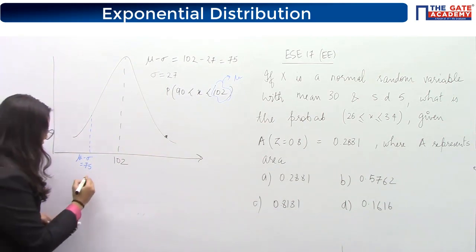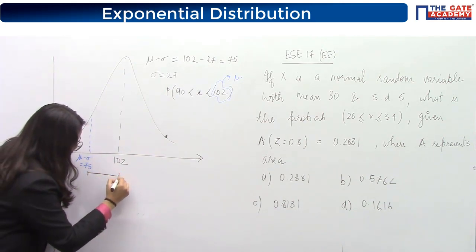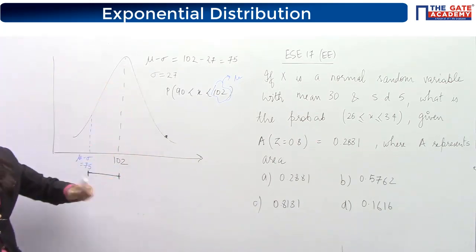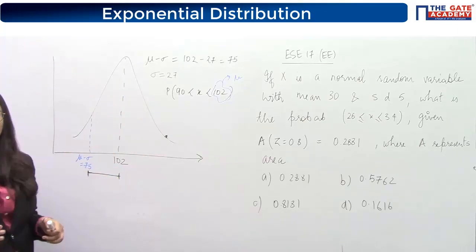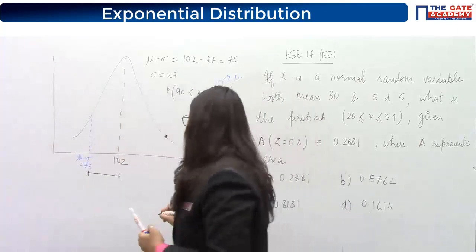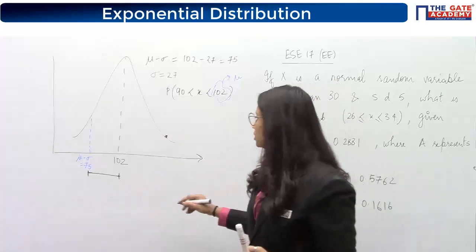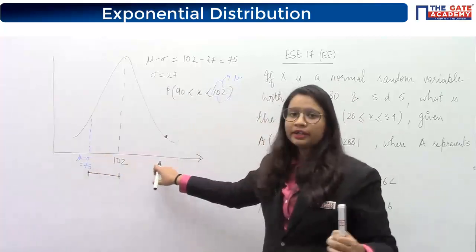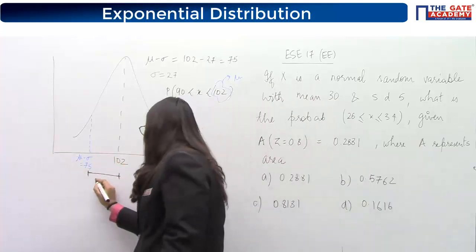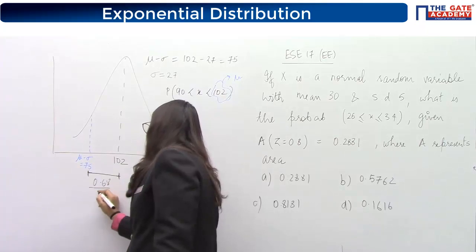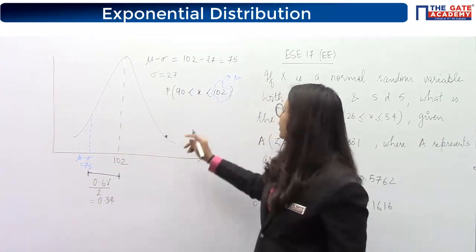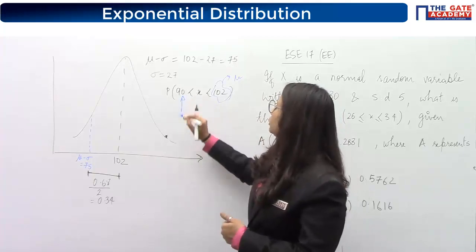Now what is this probability from 75 to 102? 75 is what? Mu minus sigma. Mu minus sigma to mu. What is this probability? So it will be half of 68%, or 0.68. Yes or no? Half of 0.68, because from mu minus sigma to mu plus sigma it is 0.68. So mu minus sigma to mu will be half of 0.68, that is 0.34.